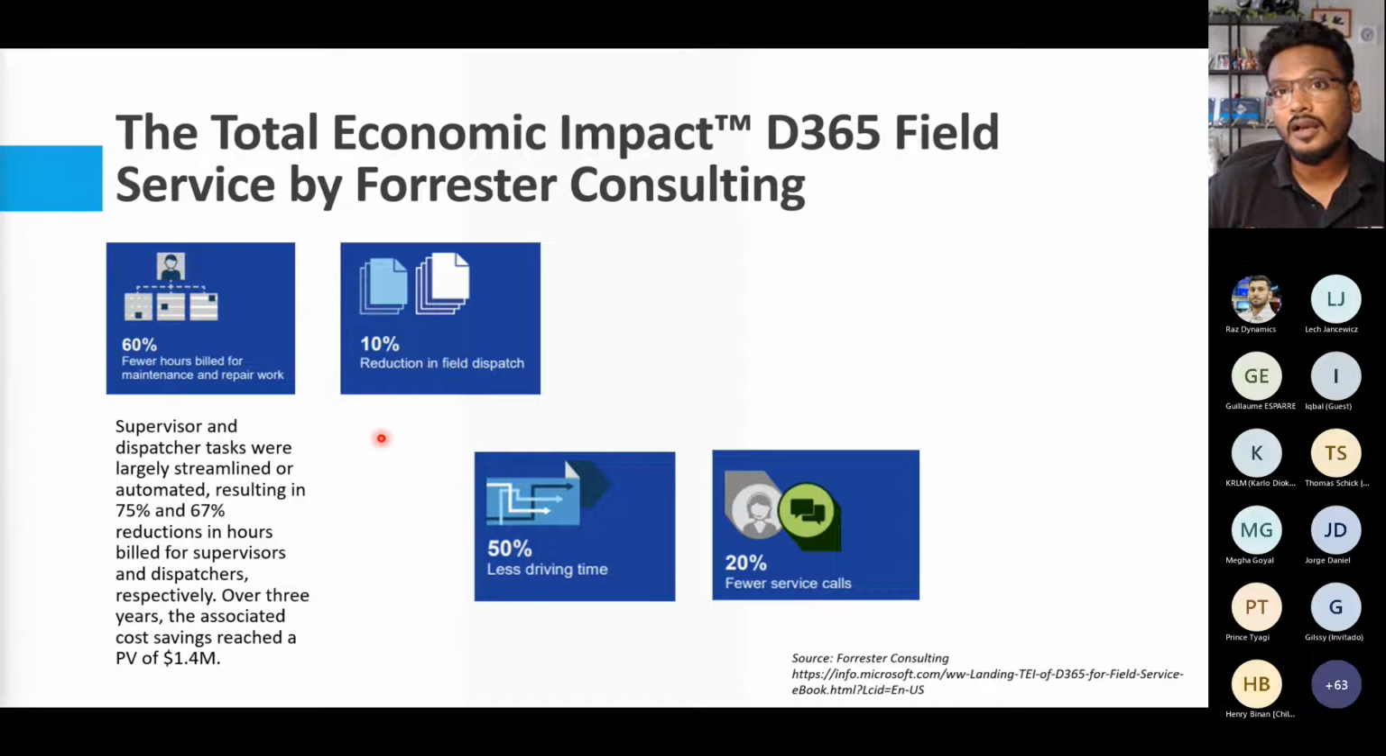And later we will see how automatic scheduling tools like RSO will come into the picture to help you on that. And that's why you can see 50% less driving time, which I was talking about just now. And then 20% fewer service calls, because many of the services can be proactively done and handled by the customer themselves. That's where this figure has been given here.